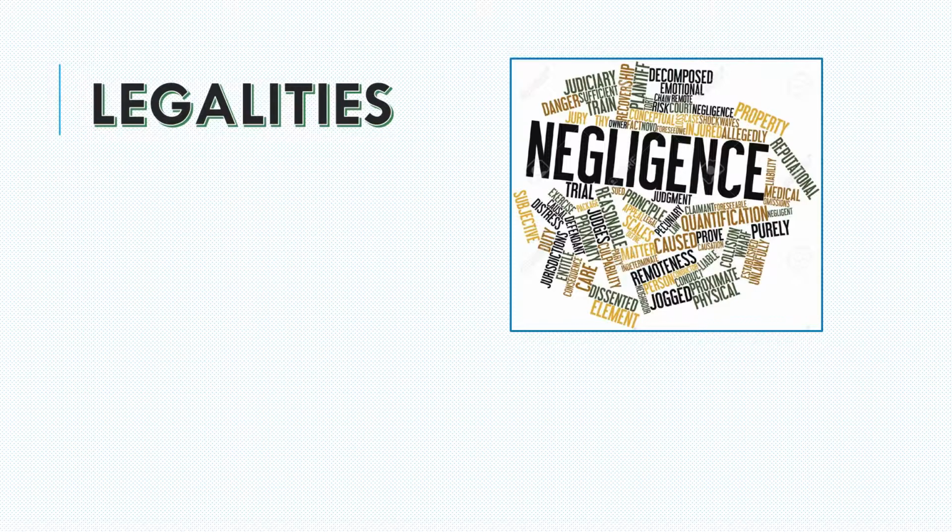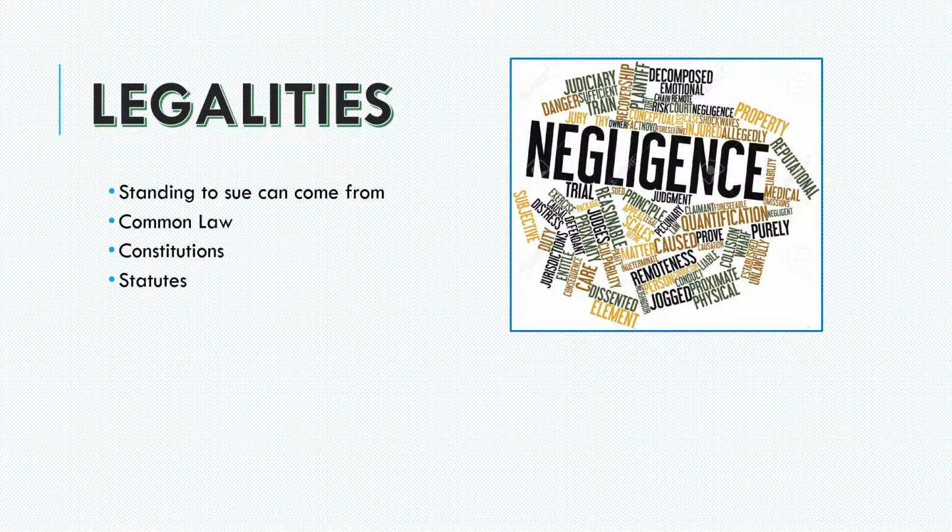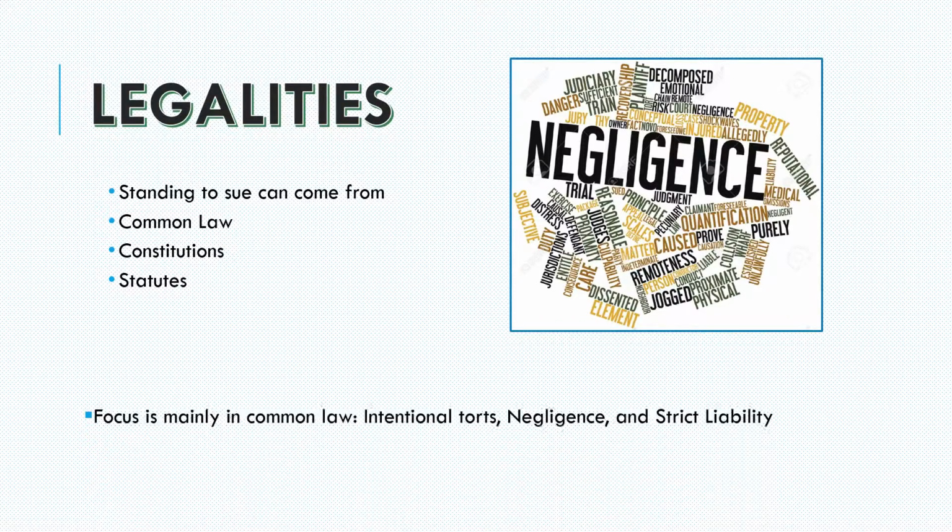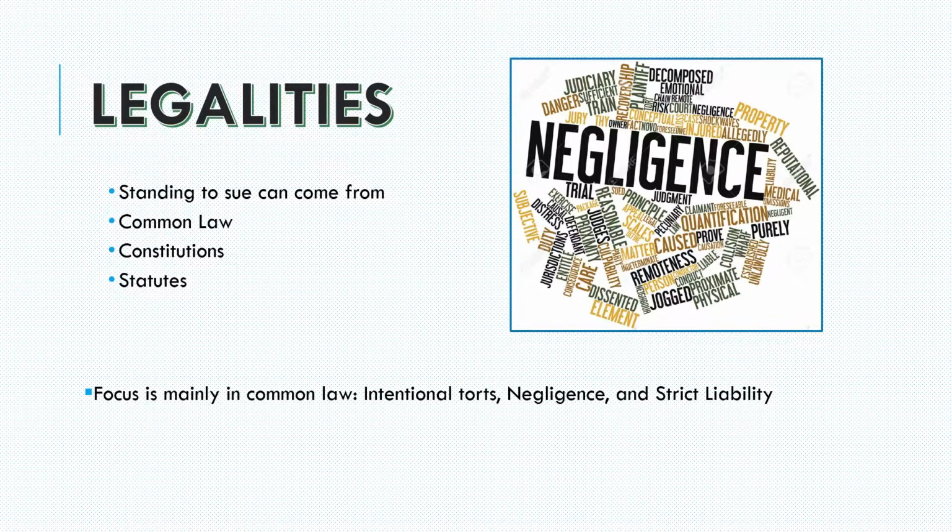So let's look at the legalities of the liability issues during a disaster. A person's standing to sue comes from violations of their rights. Common law, state and federal constitutions, and statutes provide the reasoning and support needed when these rights are violated. Since we are talking about liability, this plays a bigger role in common law. Now, this consists of any claims of negligence, direct liability issues, and intentional torts. Intentional torts are anything intentionally done to harm someone, like battery or assault.